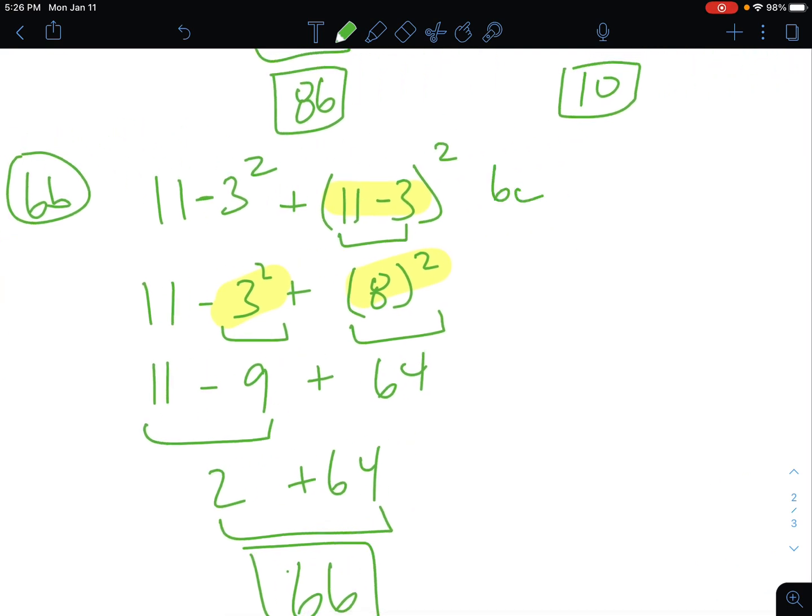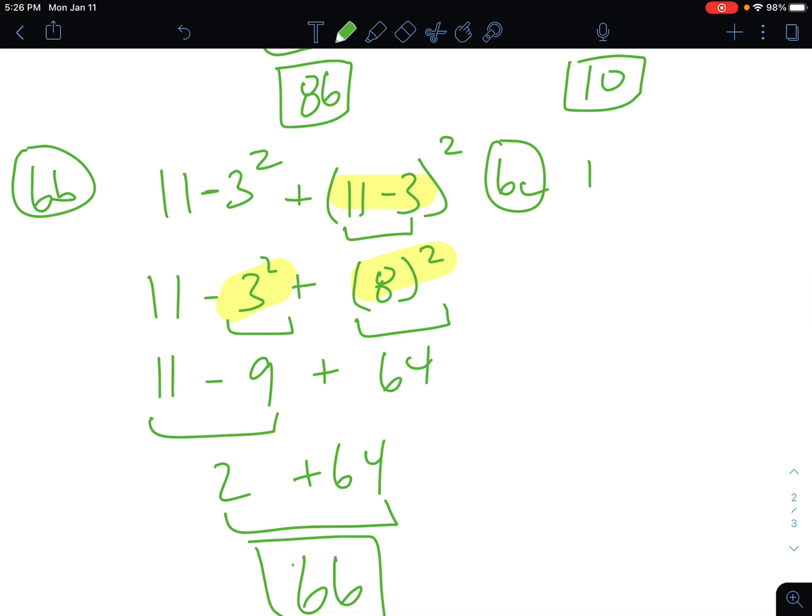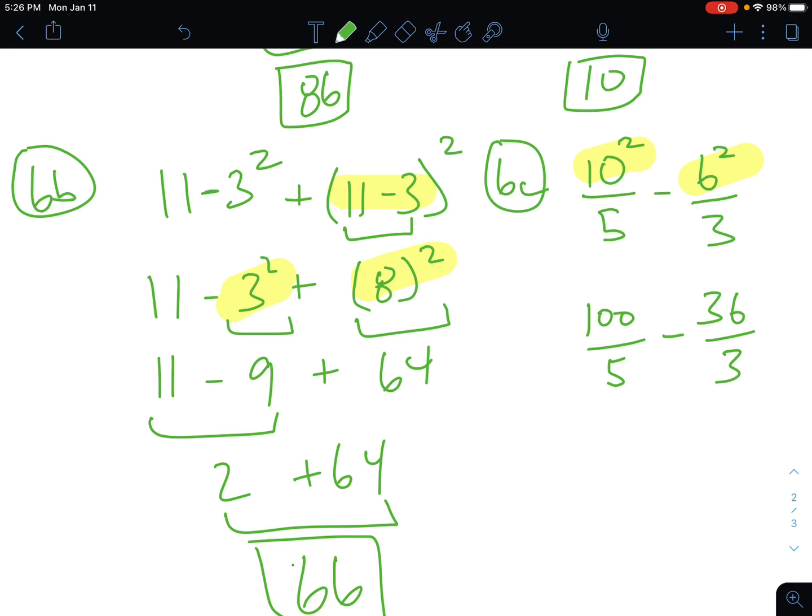6C. I don't know if I have enough room to write 6C. I do. That is 10 squared over 5 minus 6 squared over 3. And the nice thing is I can actually deal with both of these exponents at the same time. So I am going to rewrite that. 10 squared is 100 divided by 5 minus 36 divided by 3.